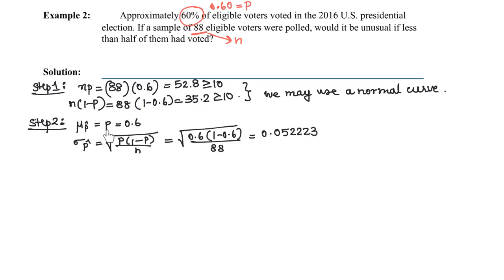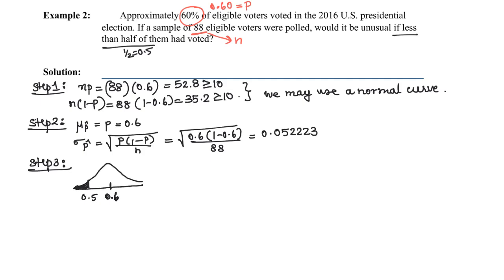So mean is same as the population proportion, and standard deviation, use this formula square root of p times 1 minus p divided by n and calculate the values. Third step is draw a normal curve with the area shaded in. So I draw a normal curve, and this is the mean, and less than half of them voted means half is 0.5, so 0.5 will be left side of 0.6. So less than means left side, shade the left side of the region.